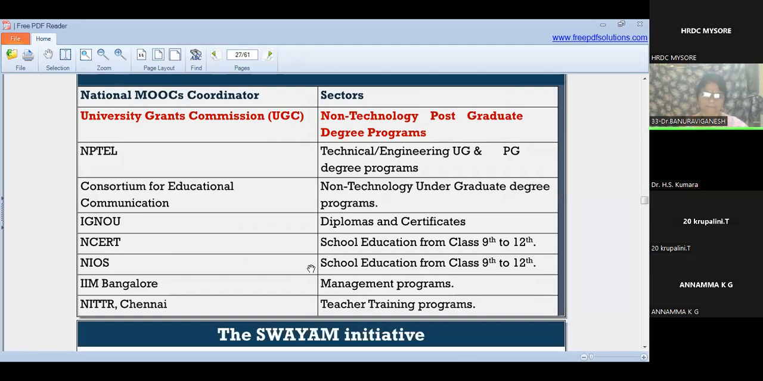IIMB Bangalore takes the management programs. Then again, we have the National Institute of Technical Teachers Training and Research, Chennai. They take the teacher training programs. This again covers the ARPIT program. Some of the ARPIT programs are designed or delivered by NITTTR Chennai.